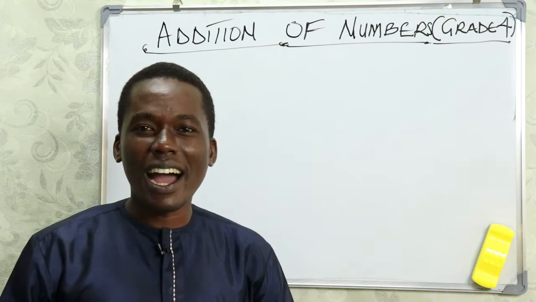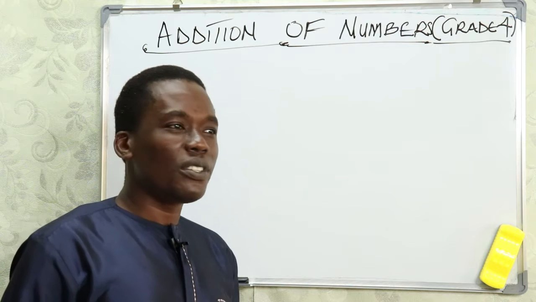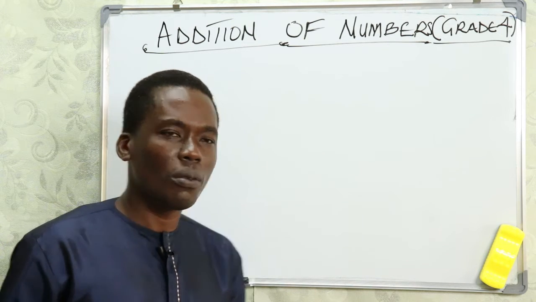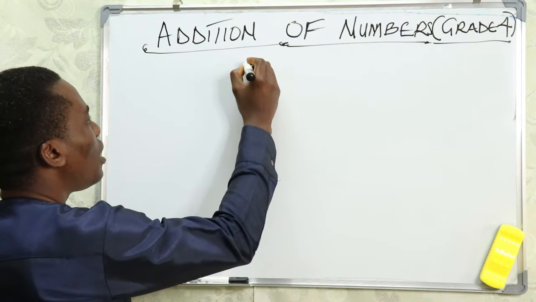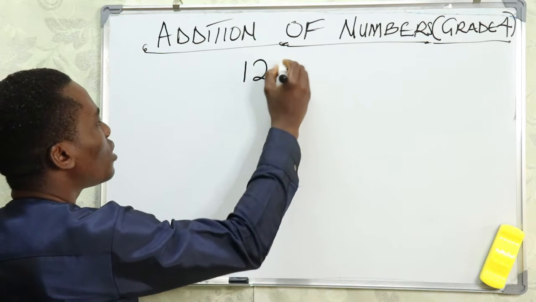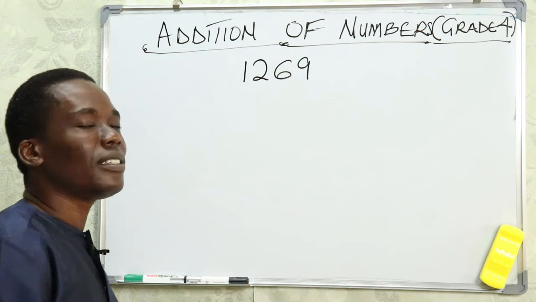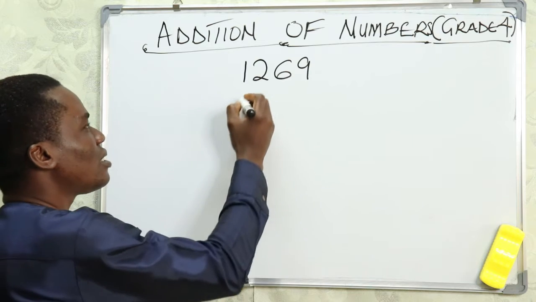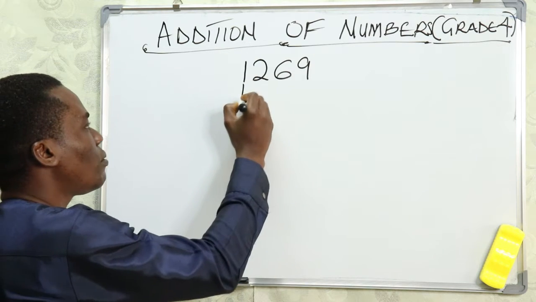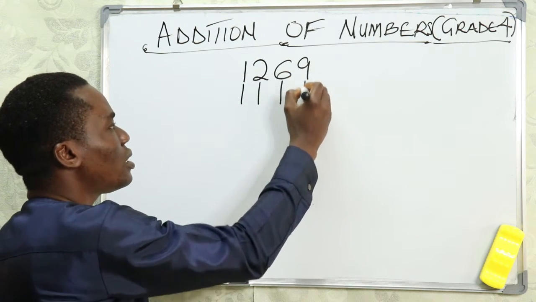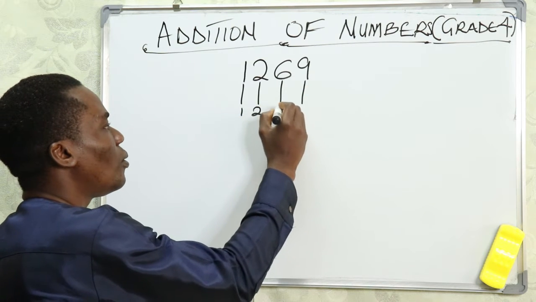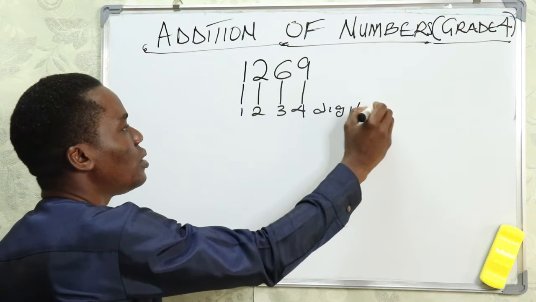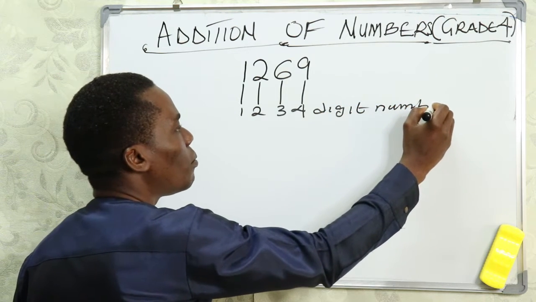Today we'll be looking at addition of numbers. We are going to look at addition of 4-digit numbers. Now when you have a number like 1269, this is a 4-digit number. Why do we say this is a 4-digit number? Because we have digit 1, digit 2, digit 3 and digit what? Digit 4. So you see, this is a 4-digit number.